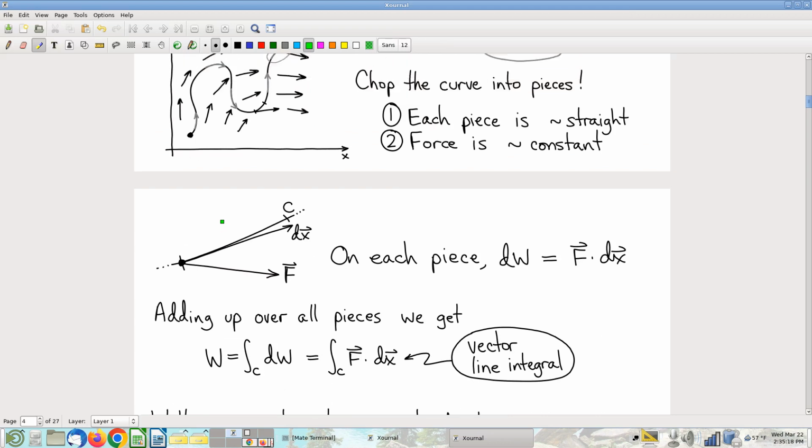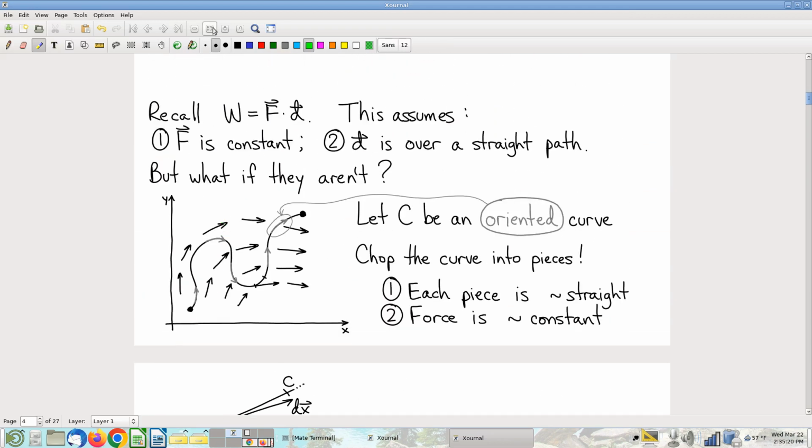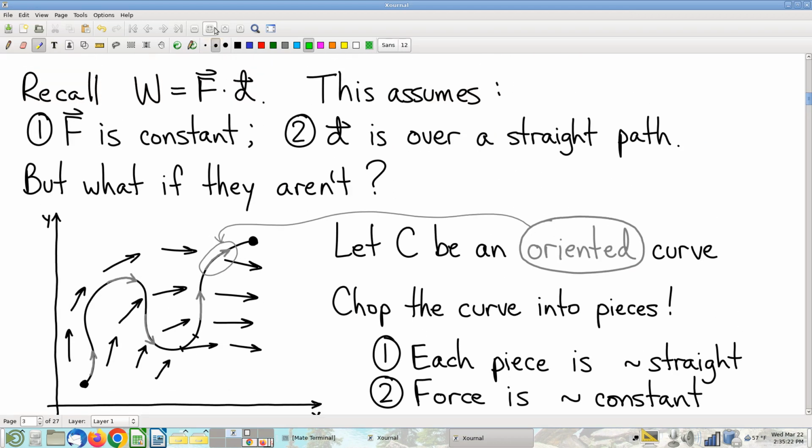So heads up, when we're doing vector line integrals, curves are not good enough. We need to have an oriented curve. There needs to be an unambiguous indication of which direction you are going, and your tools for computing have to respect that.